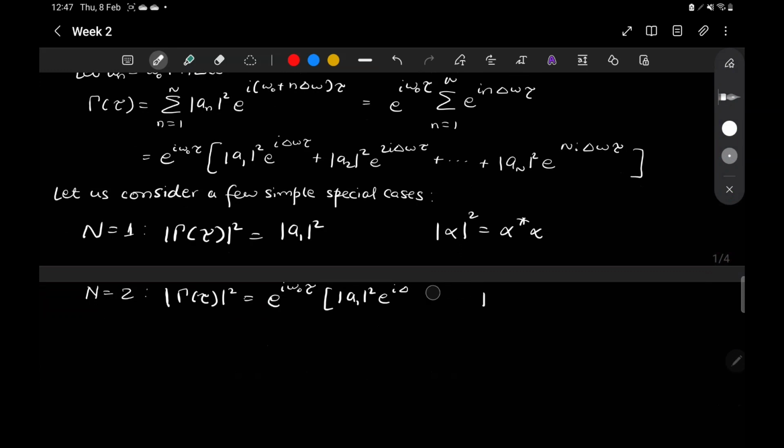Okay, let me rewrite it again. I don't know what's happening. Why is my eraser not working?